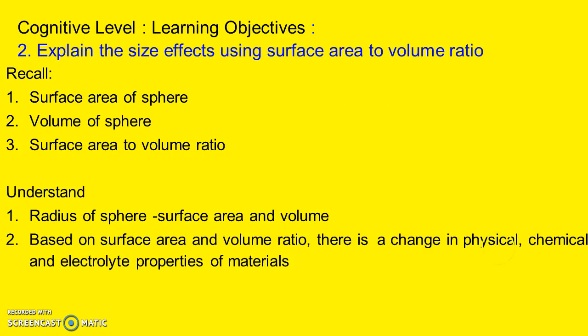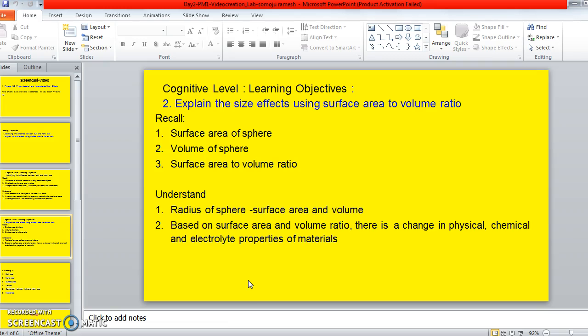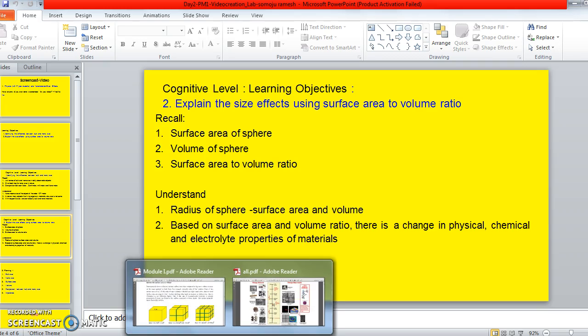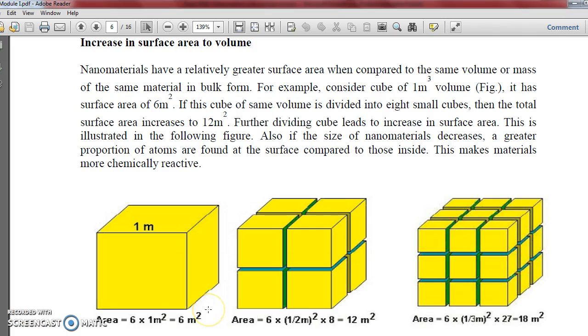Next, the second learning objective: explain the size effects using surface area to volume ratio. The recall: surface area of sphere, volume of sphere, surface area to volume ratio. Understand: radius of sphere, surface area and volume. Based on the surface area and volume ratio, there is a change in physical, chemical and electrical properties of materials. To get more clarity, we'll go to another slide.